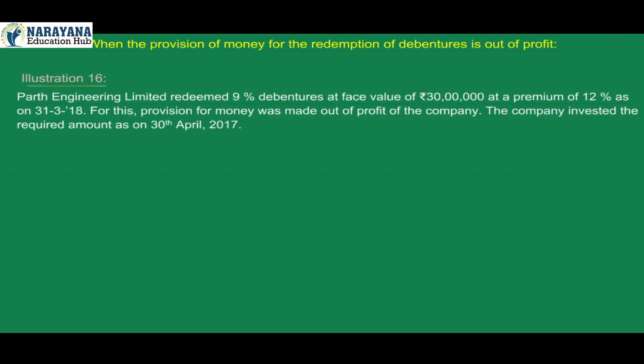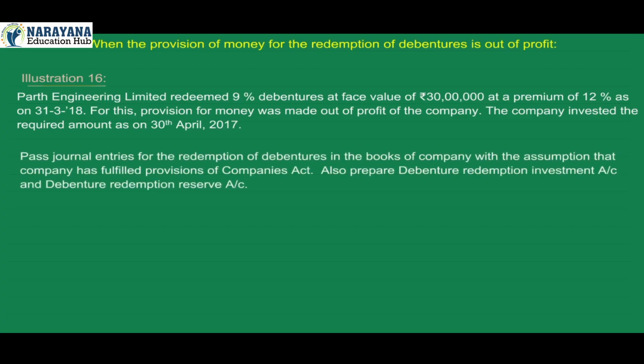The company invested the required amount as on 30th April 2017. Pass journal entries for the redemption of debentures in the books of company with the assumption that company has fulfilled provisions of Companies Act. Also prepare debenture redemption investment account and debenture redemption reserve account.